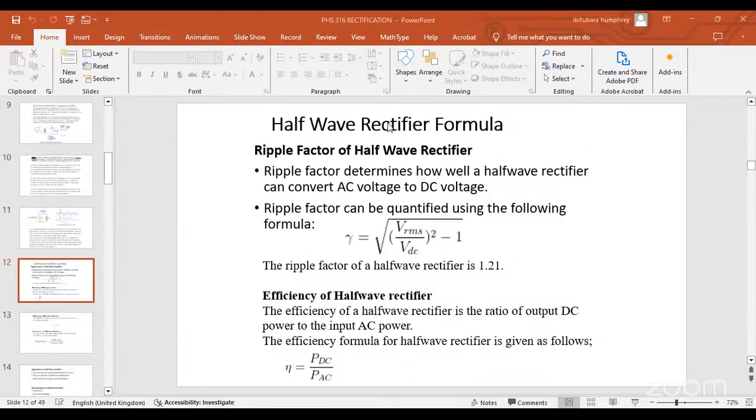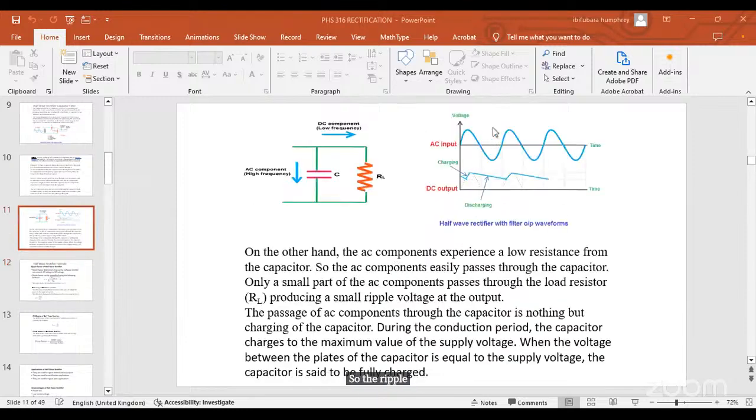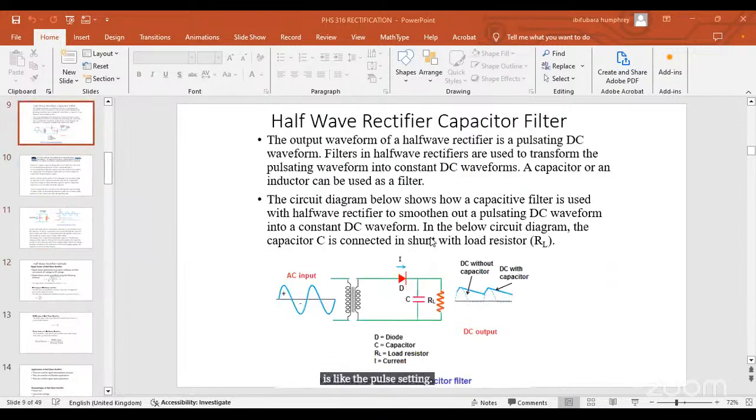Now, half-wave rectifier formula. We have the ripple factor of half-wave rectifier. Ripple factor determines how well a half-wave rectifier can convert AC voltage to DC voltage. So ripple factor can be quantified using the following formula. The ripple factor we are talking of is like the pulsating signal that is given out at the output.